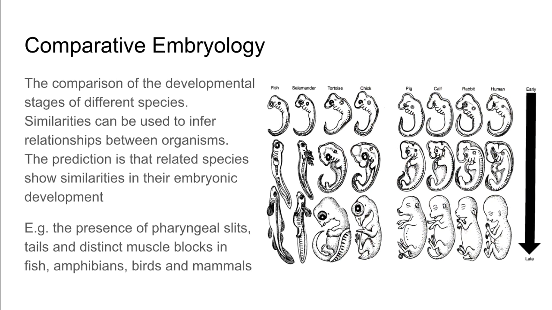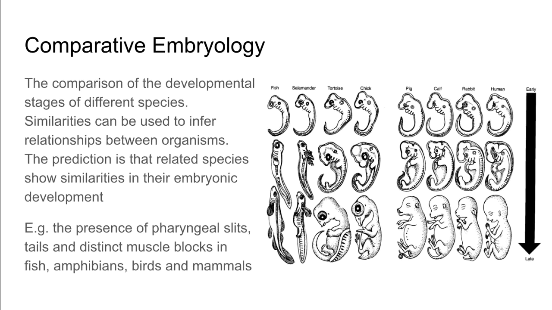Comparative embryology is where we compare the developmental stages of different species. Similarities in their development infer a relationship, and it's predicted that related species show similarities in their embryonic development. So we can see here an example of a few different organisms. And all of these organisms, as embryos, have the presence of the pharyngeal slits, which actually allow for the formation of gills. They all have tails, and they all have distinct muscle blocks.